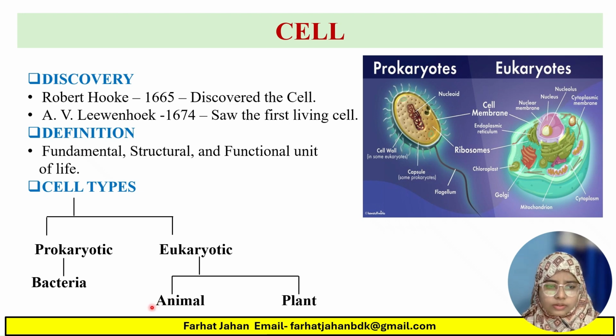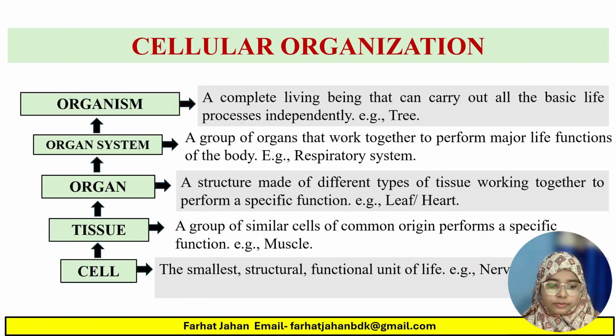Let's look at how cells build the entire plant body. So this is the cellular organization. From a single cell to a complete organism, let's look how cells build the entire plant body. All living organisms follow a structural hierarchy, that is, cells constitute the tissue, tissues constitute the organ, organs constitute the organ system, and organ system ultimately makes the organism. It all starts from the cell, that is the smallest structural and functional unit of life, as we all know.